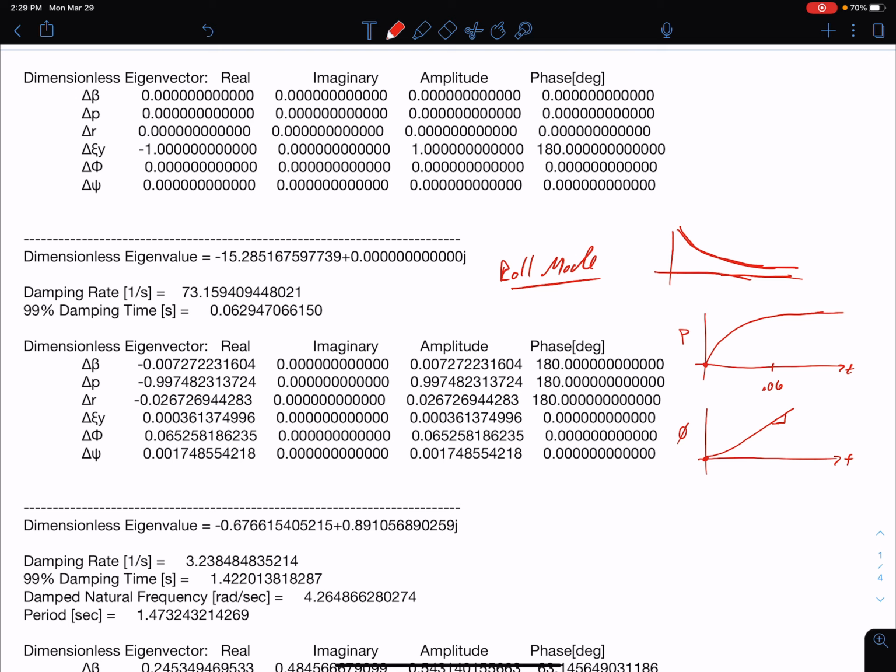Okay, so we experience this mode with disturbances, but it's easiest to think about as a disturbance in aileron deflection, and that's how we would probably measure this experimentally. We'd put in a step aileron, and then measure the amount of time it takes us to get up to a constant rolling rate.